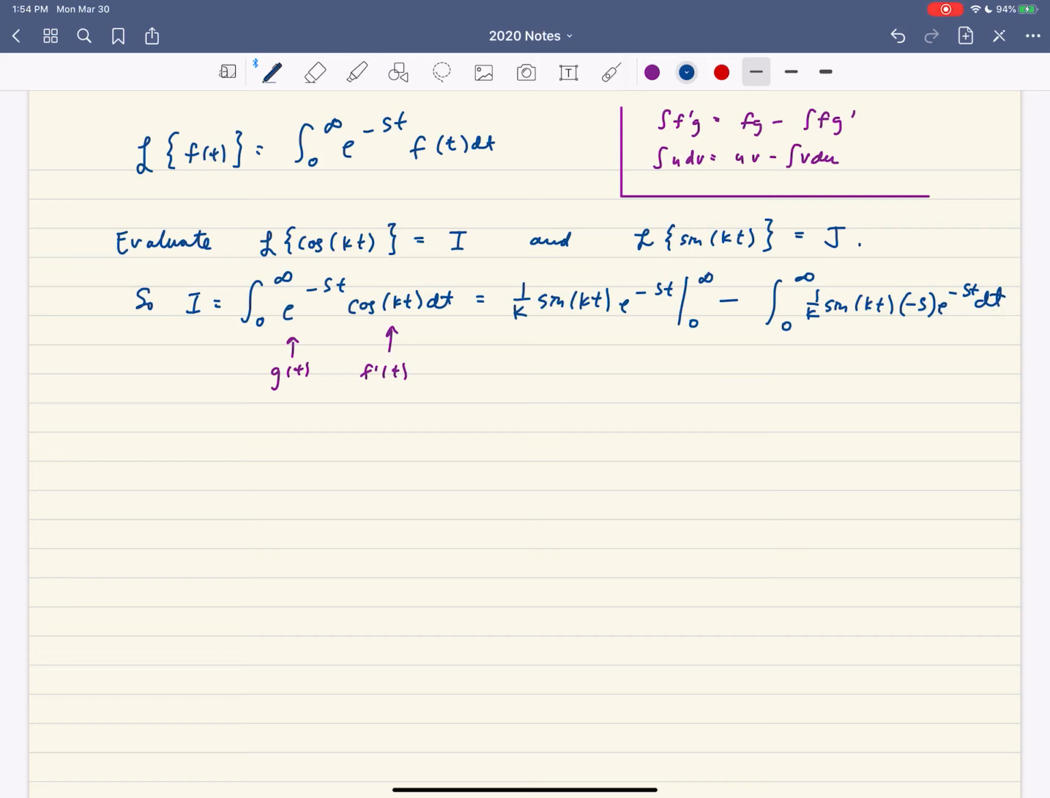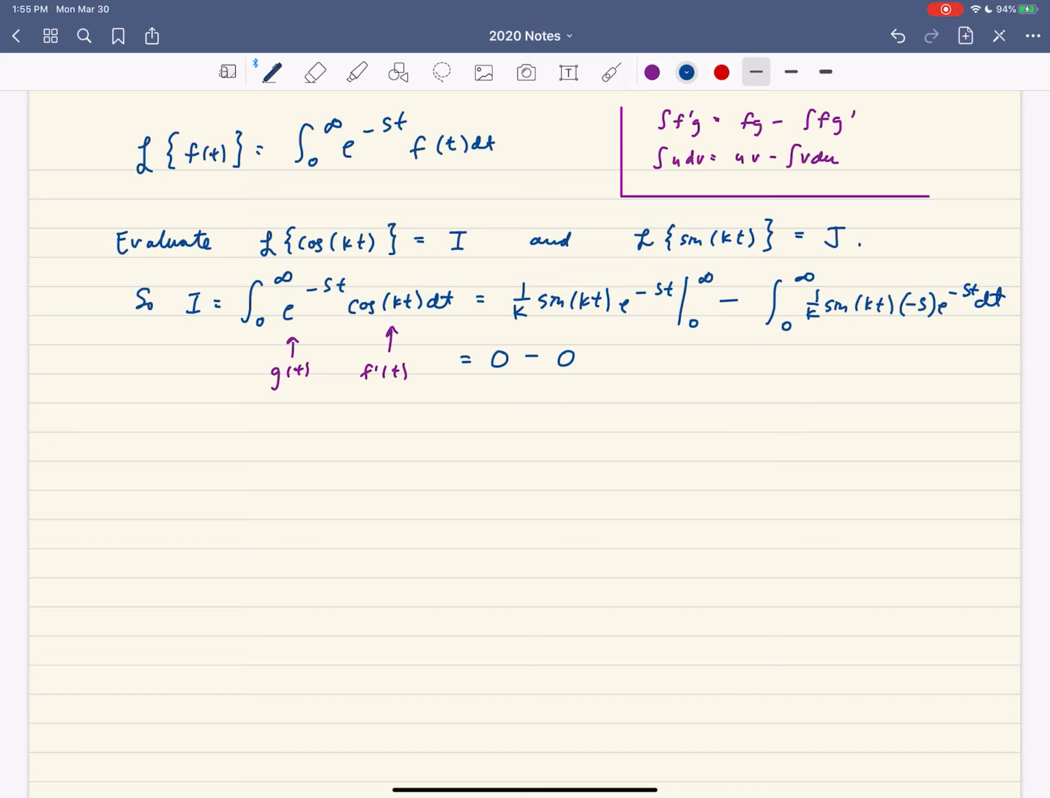I'm not going to write out the limit as n goes to infinity and think of these as limits of finite integrals over finite intervals. We're just going to do the usual let t go to infinity, let t go to 0 thing. So for starters, as t goes to infinity, this exponential term is going to go to 0, and the sine term is going to be fixed. 1 over k is a constant, so that's going to be 0. And when t is equal to 0, we get 0. So this first expression actually turns out to be 0.